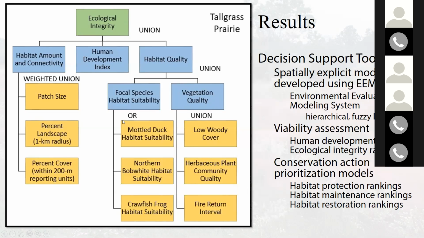And we have different operators here. I don't want to get too into the details of the modeling, but these union operators are basically taking mean values, while the OR operators are taking the highest value. So for focal species, any given land unit doesn't need to be ideal habitat for all of the focal species. As long as it's ideal habitat for one of the species, that should be taken into consideration in these ratings. So it just takes the highest value.